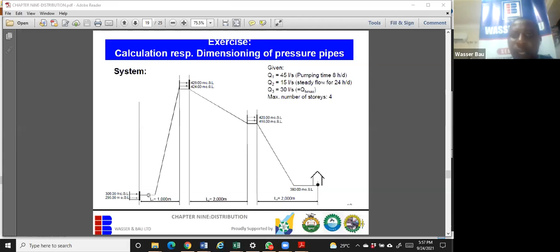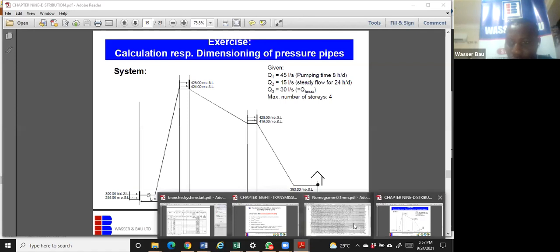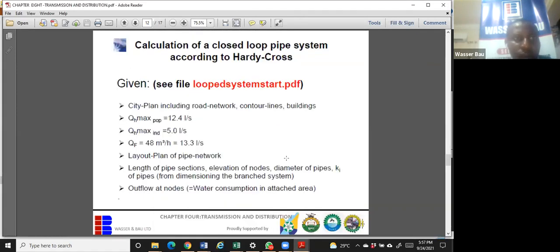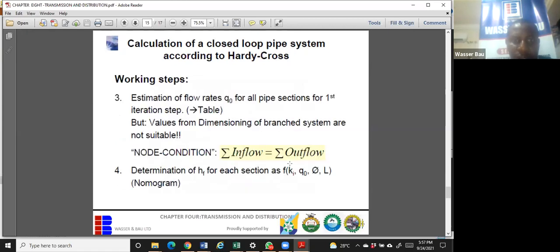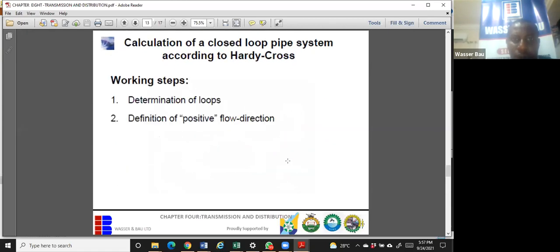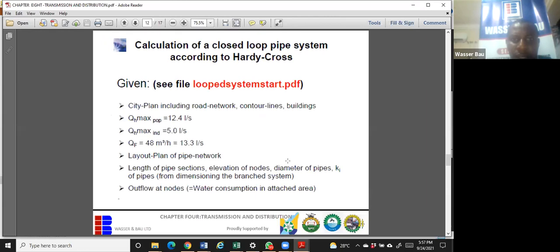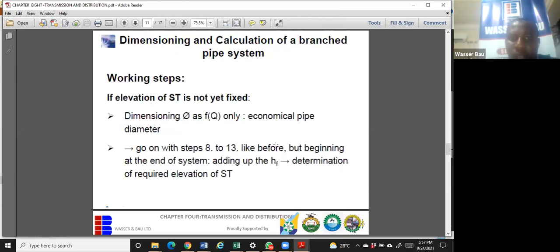Okay, any question again? So let's go back. I think we are done in 2 minutes. Chapter 8 again. Okay, so this is our network here. So the next one we'll talk about is the loops. So it says go on with steps 8 to 13 like before, but beginning at the end of the system, adding up the H, the mean of required elevation of tank. So this is how we do the network design.